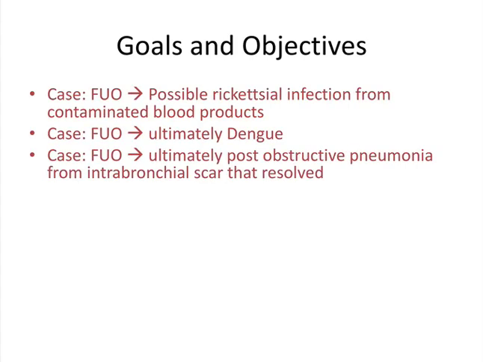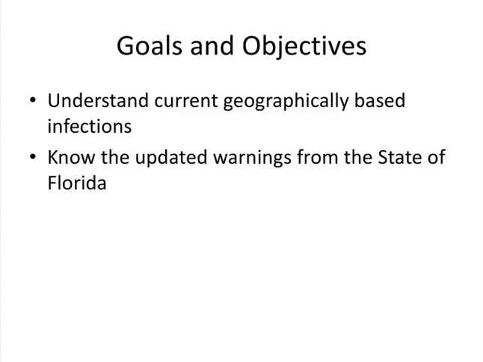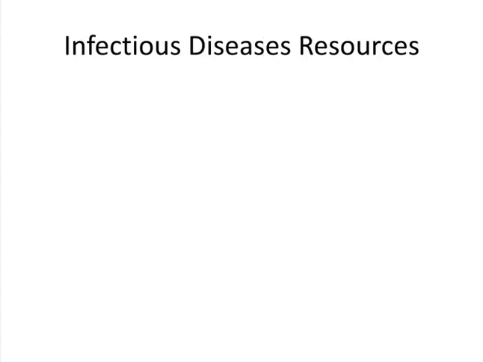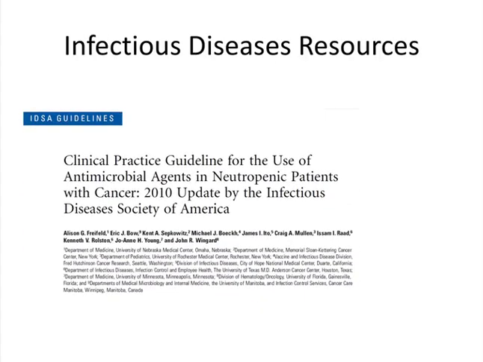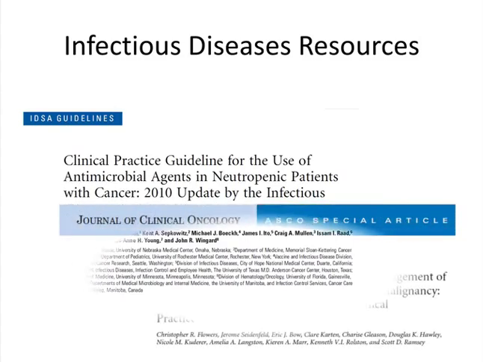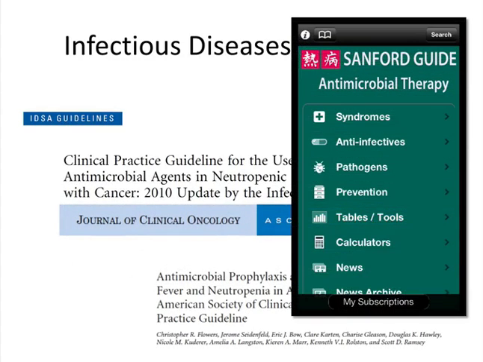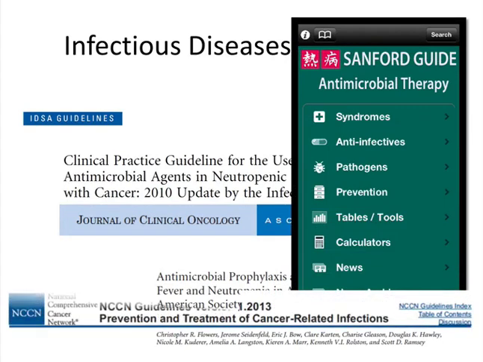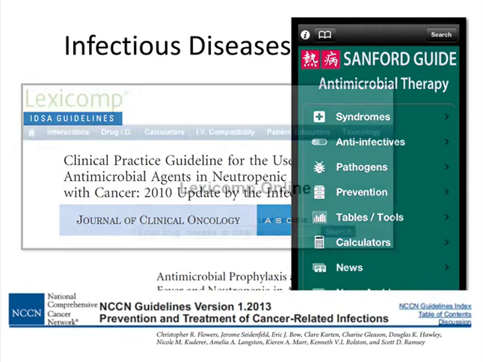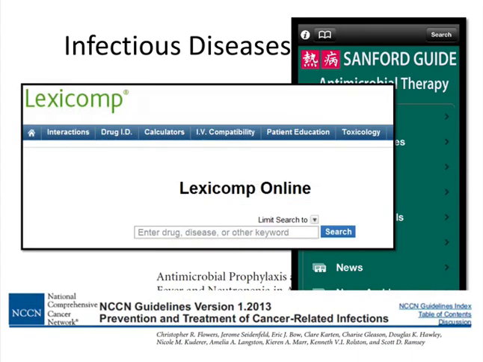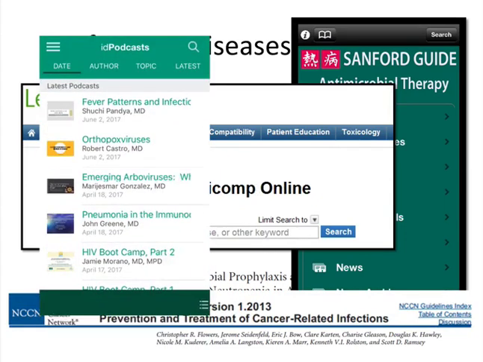I just wanted to say thank you for your time, and also remember there are specific infections based on geography, so be aware when there are warnings that go out from the state. And then in terms of references, remember there are free guidelines on the IDSA website. There are the ASCO guidelines. The Stanford guide is fantastic, the same price for the app that's continuously upgraded compared to the book. NCCN guidelines as well, and Lexicomp is very good, especially for drug-drug interactions.